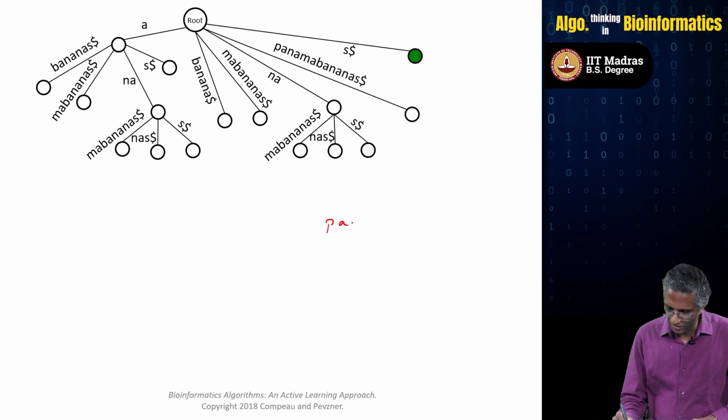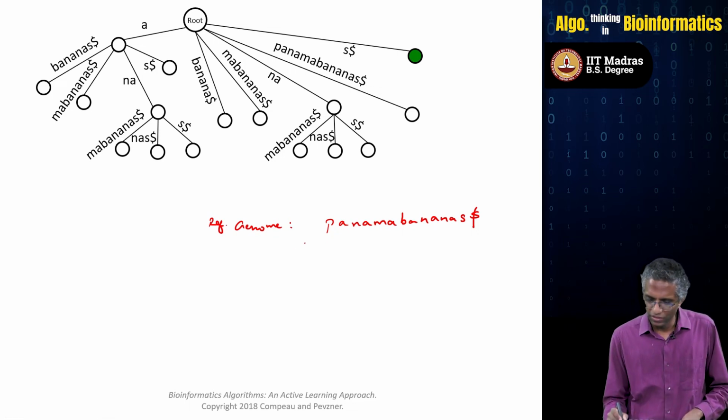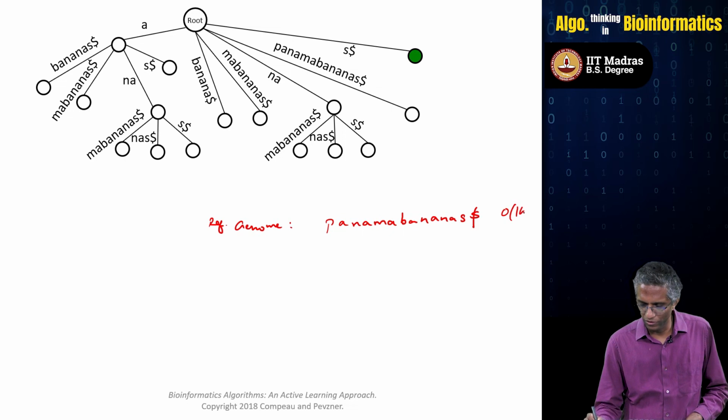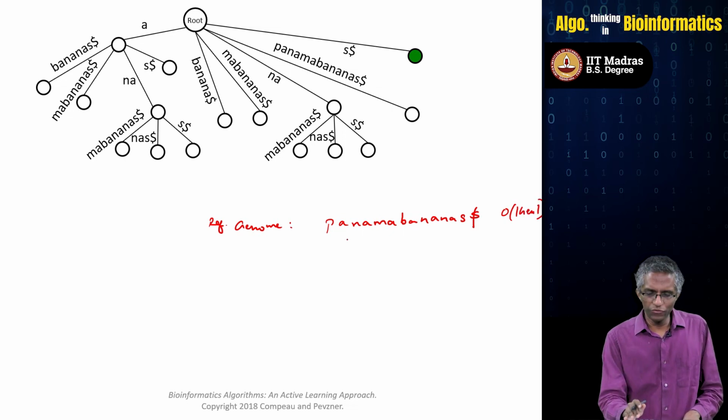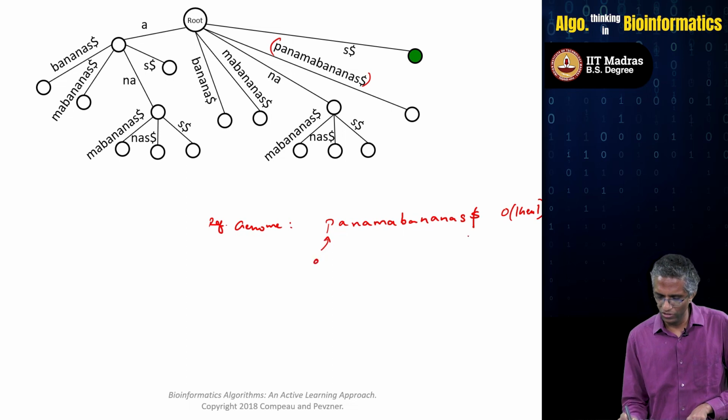I'm going to elaborate that a little bit more. This is your full reference genome, Panama bananas $. This you store once, so that is going to be order of the size of the genome. But if you look at all of these things, these are going to be substrings of this genome, right? Panama bananas is going to be the full string, so I can just say it starts at location 0 and ends at location 13.